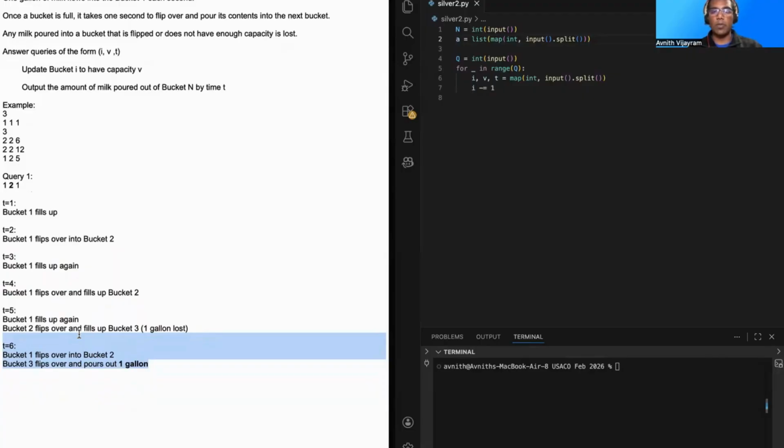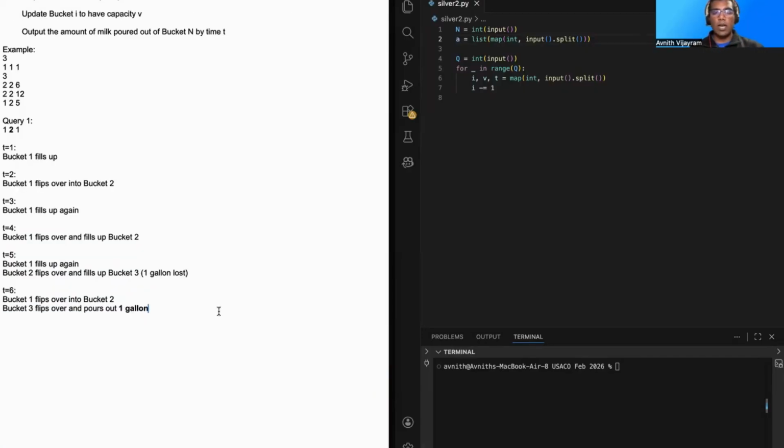So now we stop and we see how much milk has been poured out of the last bucket, bucket 3. And by time 6, you can see that bucket 3 has poured out 1 gallon. So the answer for this test case would be 1. So now let's think about how we can approach this problem.